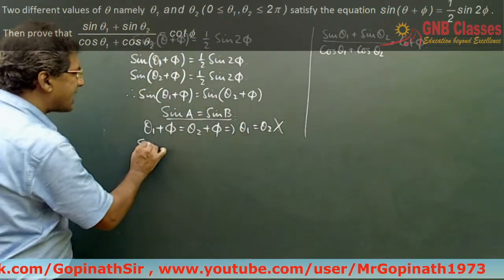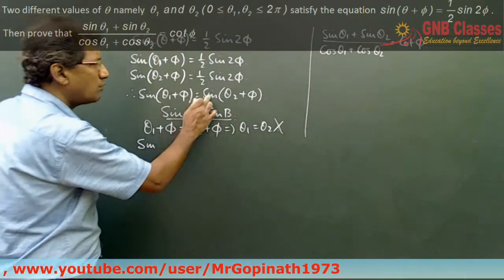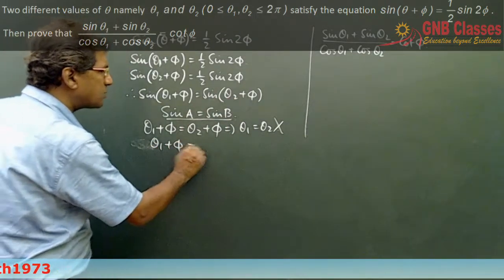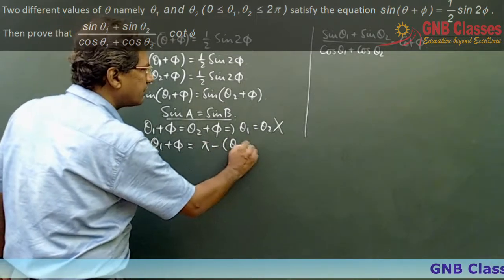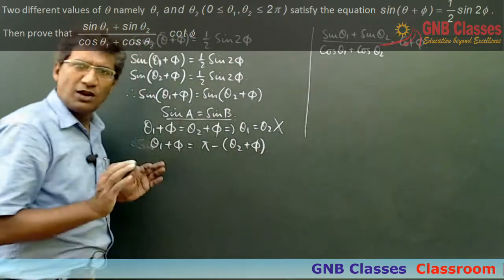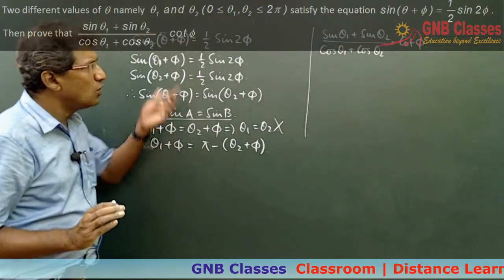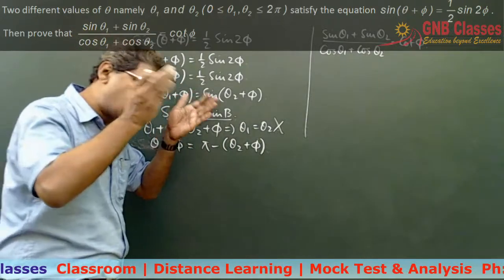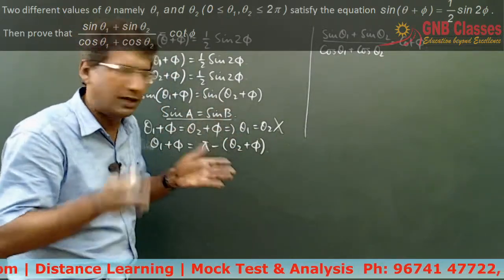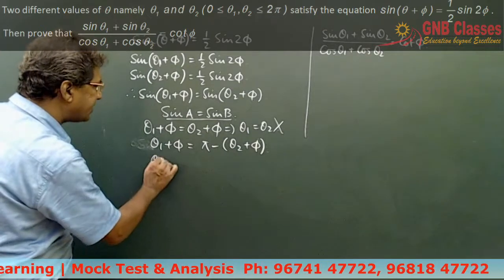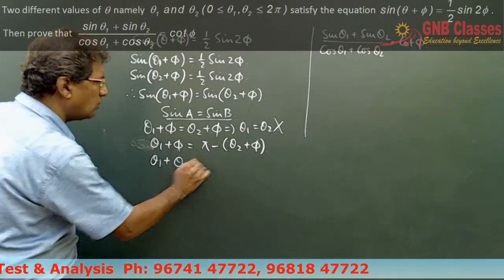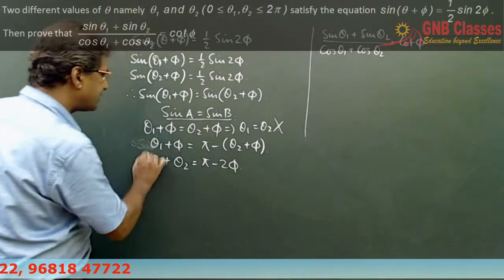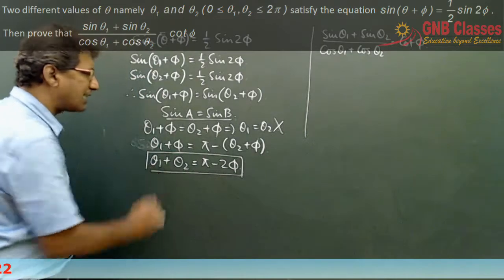So sin(θ1 + φ) equals sin(θ2 + φ). It means that θ1 + φ must be equal to π minus (θ2 + φ). Have you understood this or not? Because within your 0 to 2π, these are the two points, or you can say two quadrants, where your sine will be equal. So in this case we are getting θ1 + θ2 equals π minus 2φ. Is it clear? So this is exactly what we got.